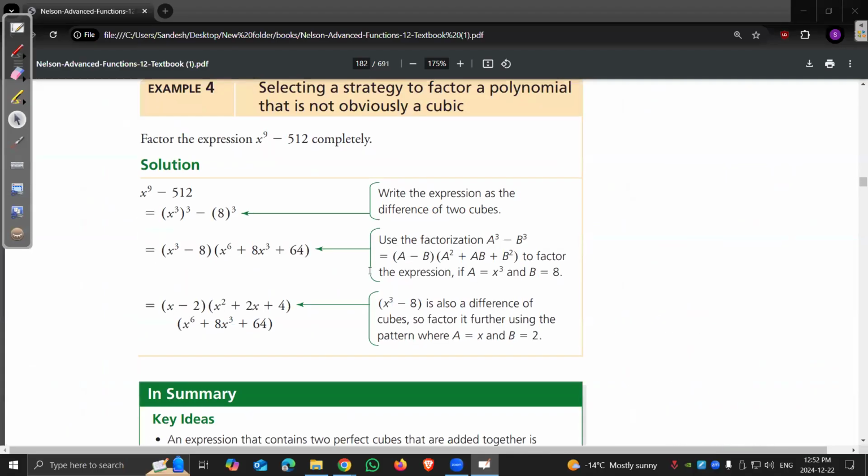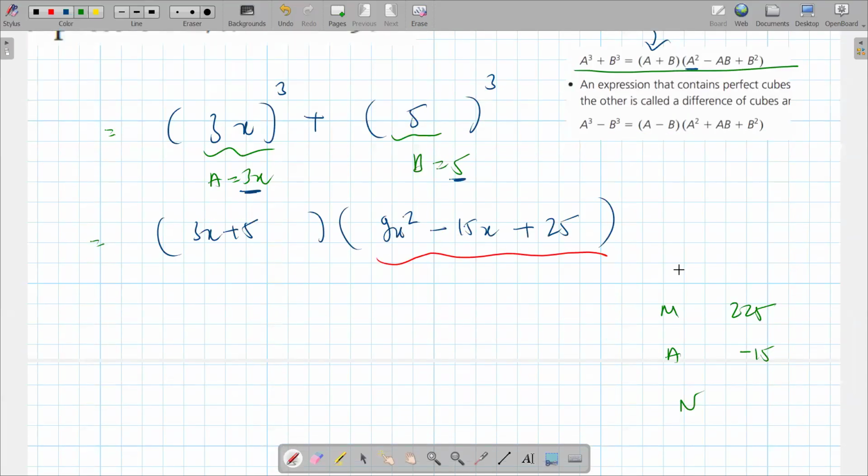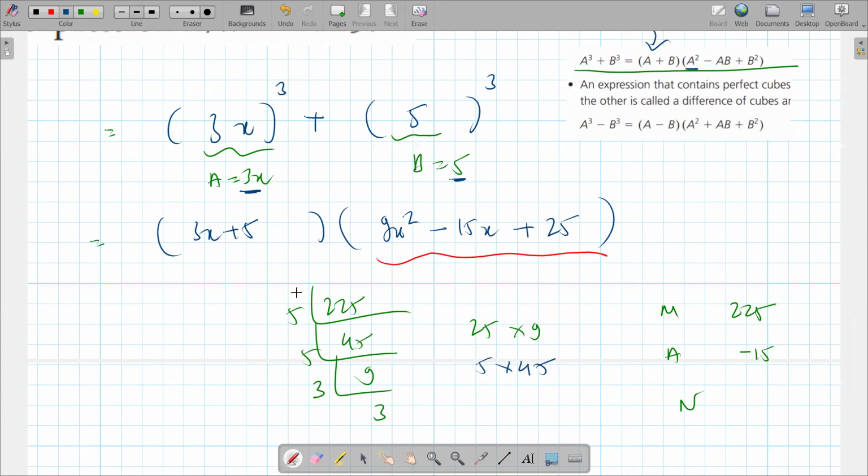Where did we get that example? No, this was a different example. Yeah, no, I don't think that one's factorable. What multiplies to 225? I guess we can try and see this. 25 times 9, 5 times 45. What else? 3 times 75. I'm just trying to see the possibilities here.